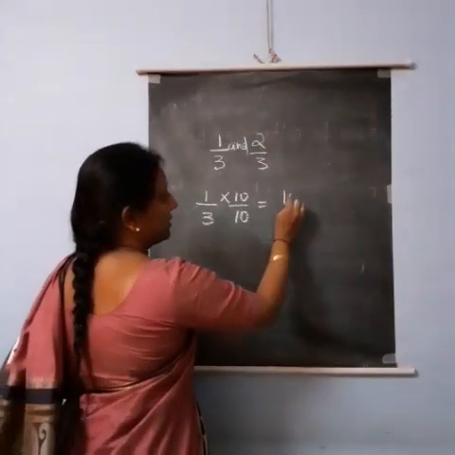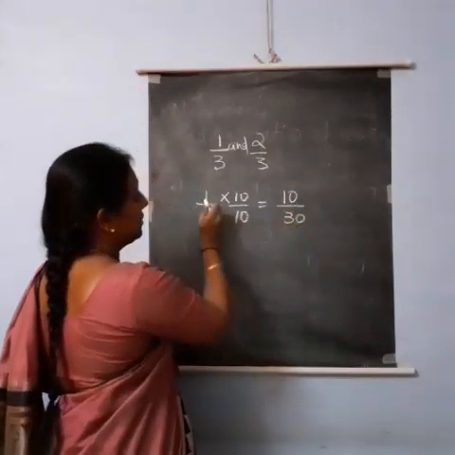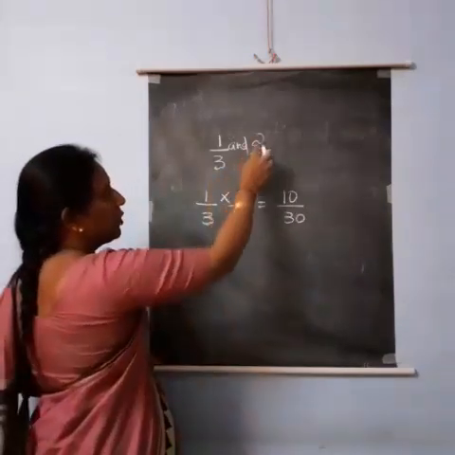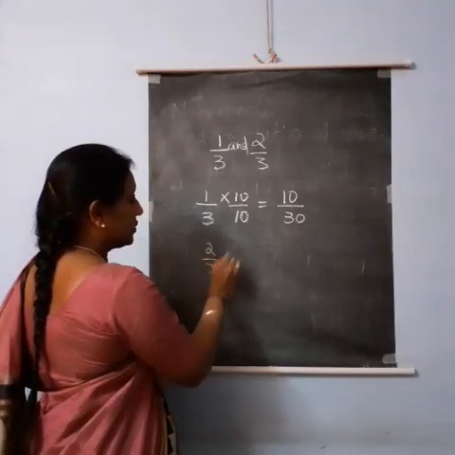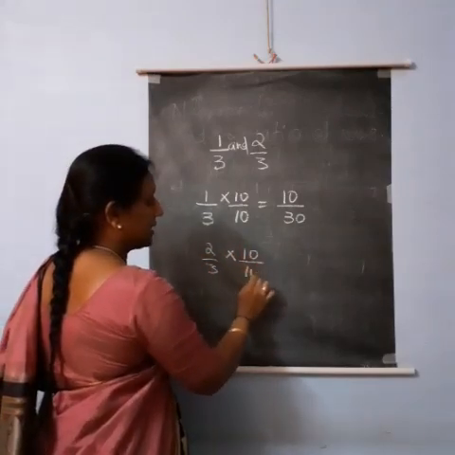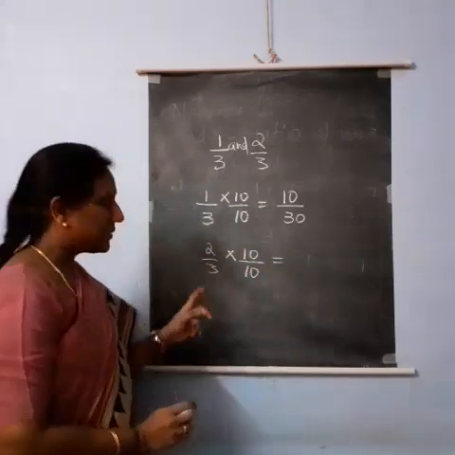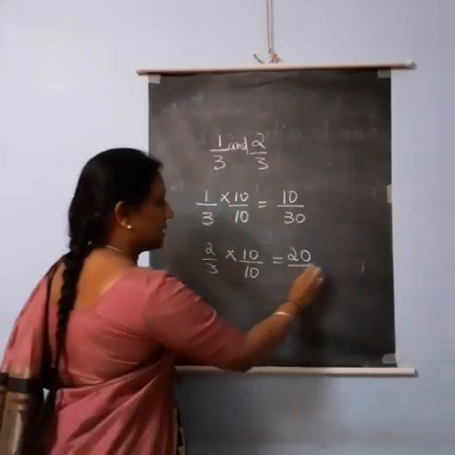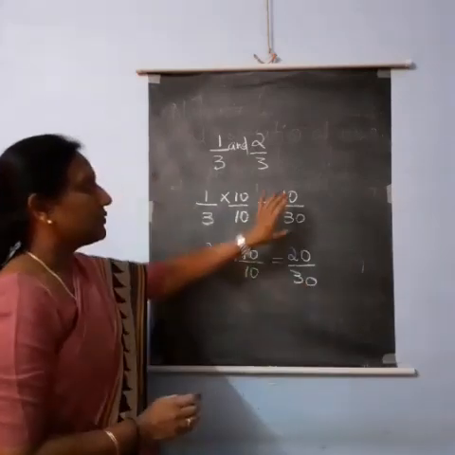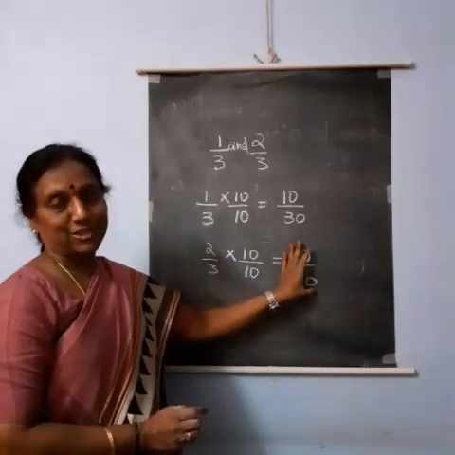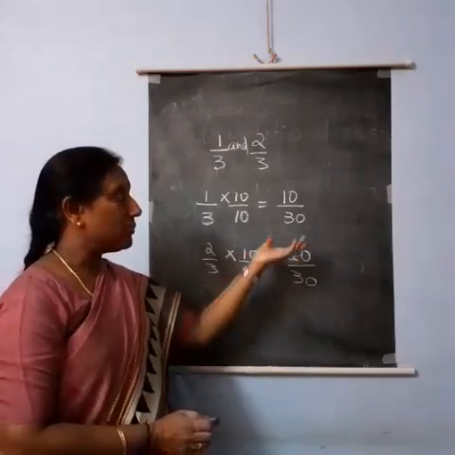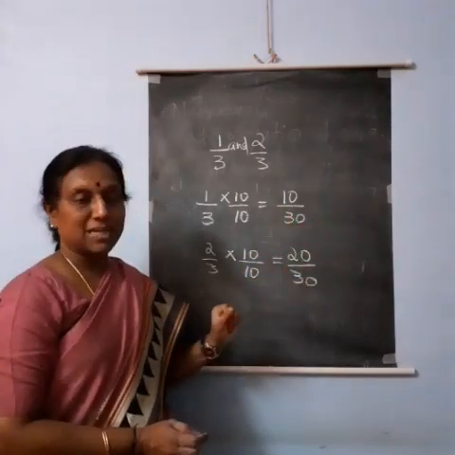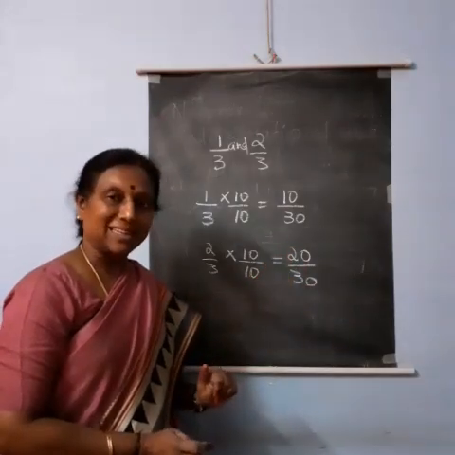So what will I get? I will get 10 by 30. 1 into 10 is 10, 3 into 10 is 30. Now what can I do for 2 by 3? 2 by 3 into 10 by 10. So what will I get? 2 into 10 is 20 and 3 into 10 is 30. So I have got two equivalent fractions. Now how many can I find? I can find 9 fractions between 10 by 30 and 20 by 30, correct?